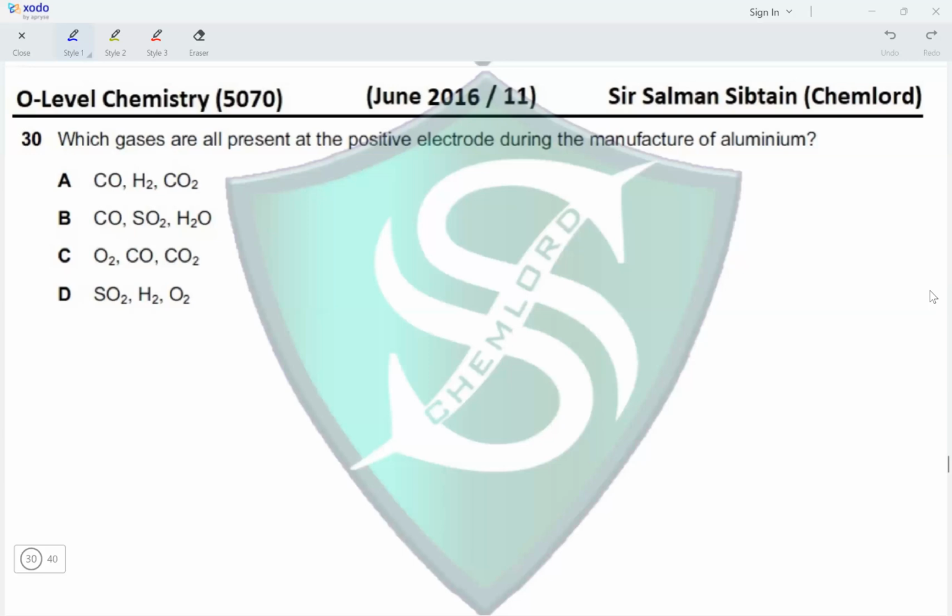So in option A, we have carbon monoxide, we have carbon dioxide, but hydrogen makes this option incorrect. Next, we have got carbon monoxide, sulfur dioxide, and steam. So both of these make this option incorrect. Next, we have oxygen, carbon monoxide, carbon dioxide, all of which are present. So this option is correct. And then we have sulfur dioxide, hydrogen, and oxygen. Only oxygen is correct, making this option incorrect. Therefore, the correct option for this question is option C.